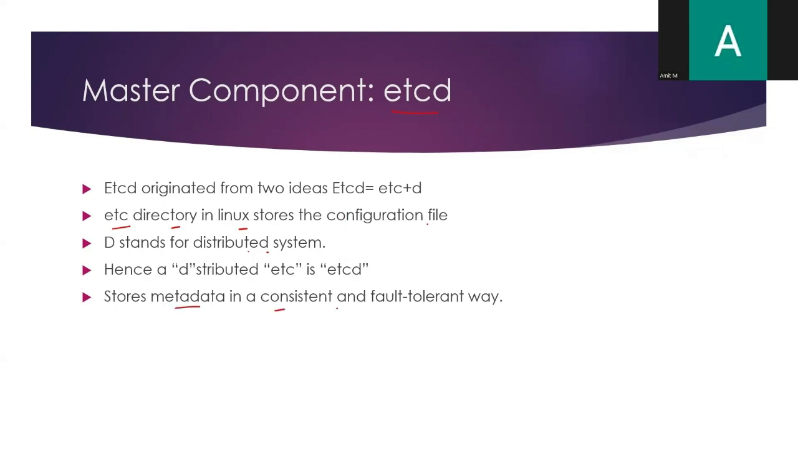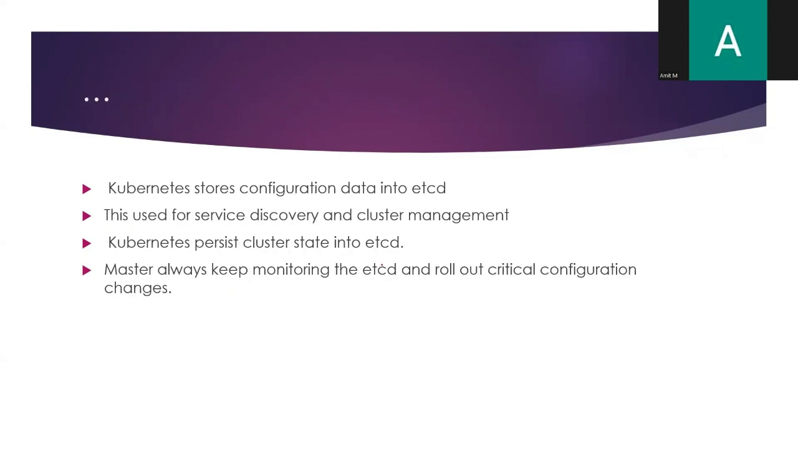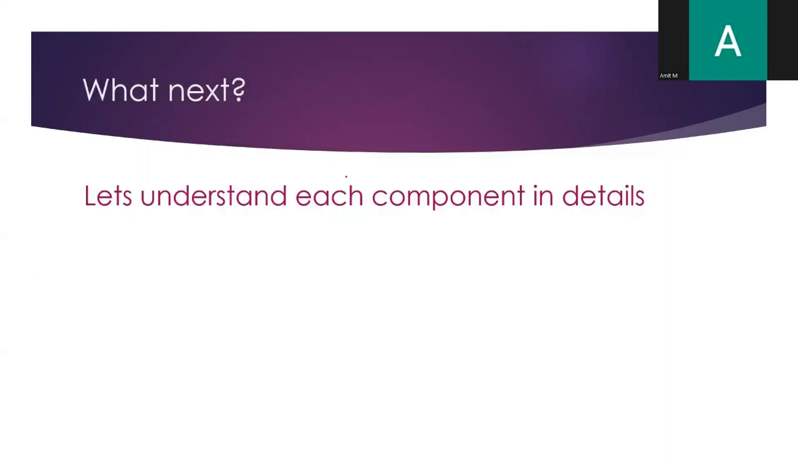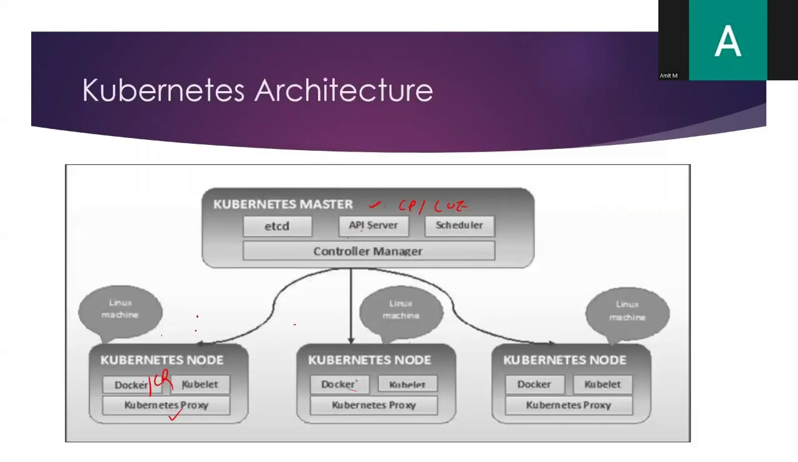It stores the metadata information in a consistent and fault-tolerant way. Suppose I create a container: which worker node the container is running on, what its state is, whether it is healthy or not healthy, what its IP address is, everything will be stored in etcd. So it stores the configuration data. It will be used for service discovery and cluster management. The master keeps on monitoring etcd and rolls out the changes as well. Kubernetes persists the cluster state into etcd. It means suppose I want to create this diagram, a container is running here: where exactly the container was created, what its state is, whether it is running healthy or not healthy.